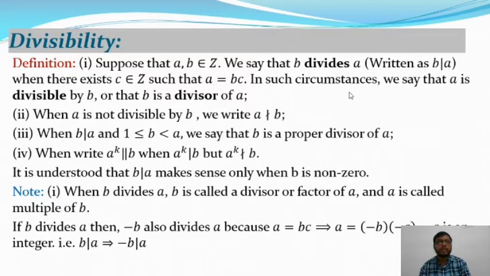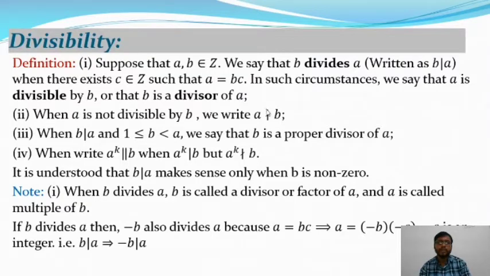In such circumstances we say that a is divisible by b, or that b is a divisor of a. Either you can say a is divisible by b, or you can say b is a divisor of a. These two statements are mathematically the same. When a is not divisible by b, we write that b does not divide a.